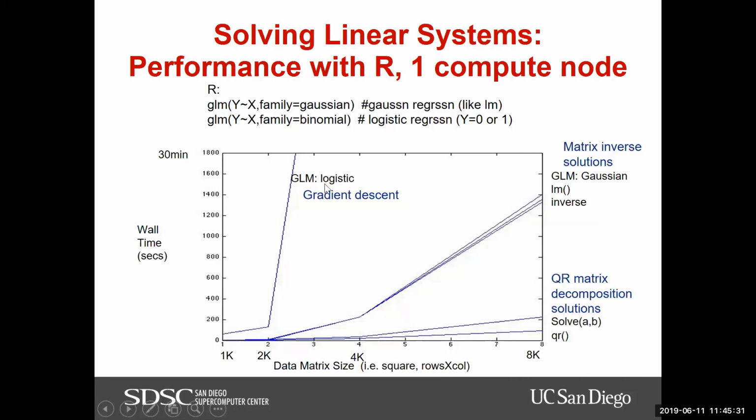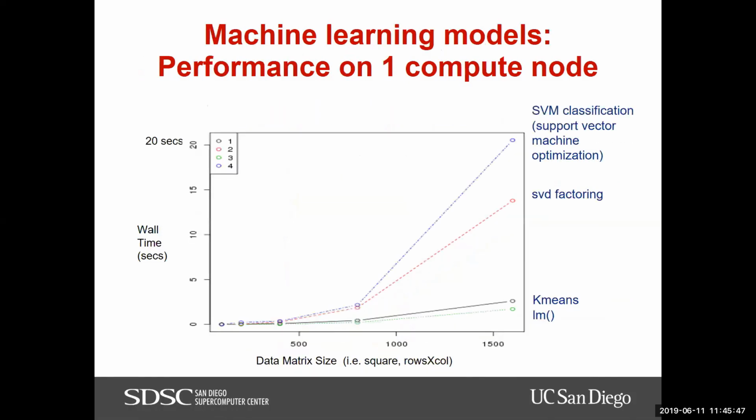Certain kinds of models that are using gradient descent, for example, are going to be very slow. So this is, I'm showing wall time on the y-axis and data matrix sizes on the x-axis. So you just have to be careful which methods you're using if you have really large data and you're trying to get it to run in R.